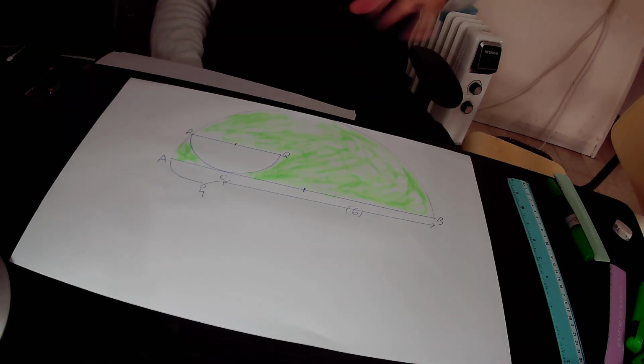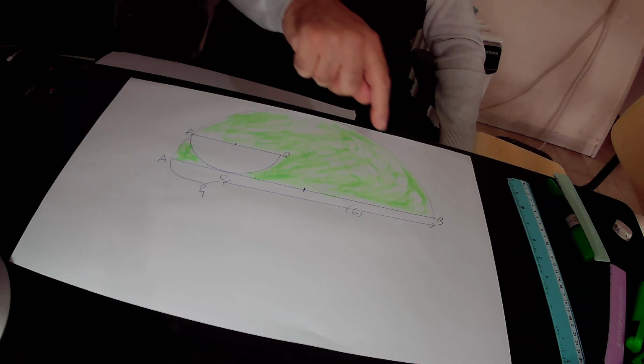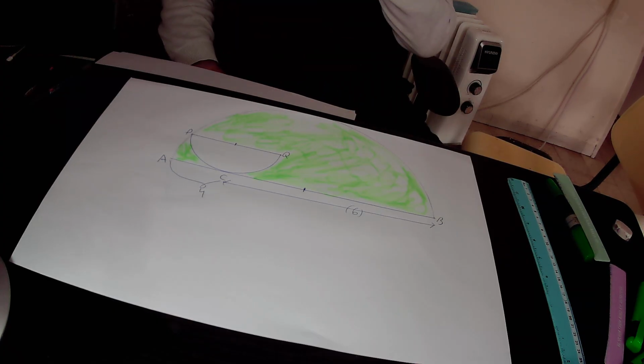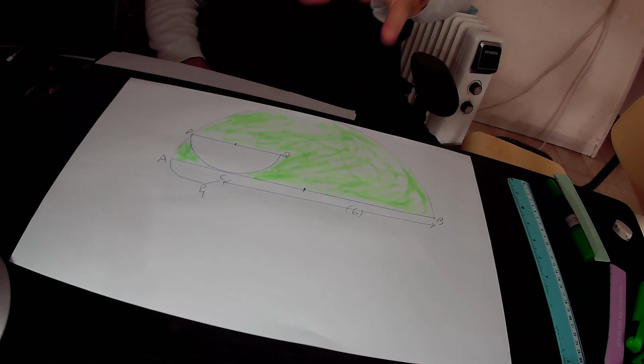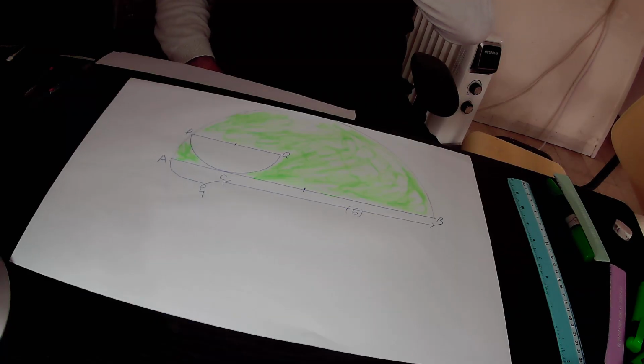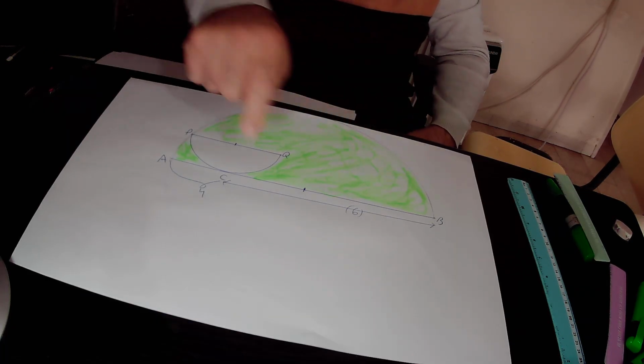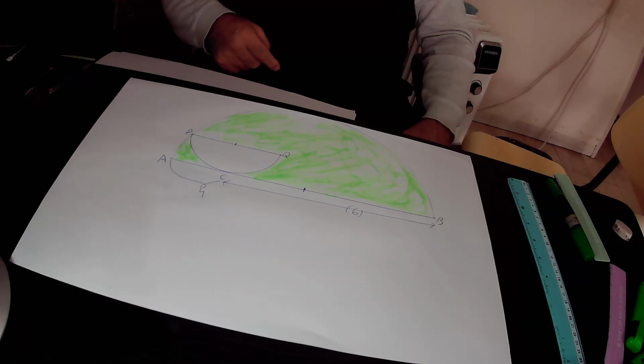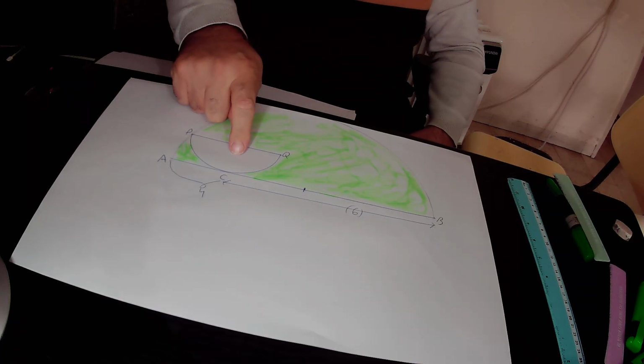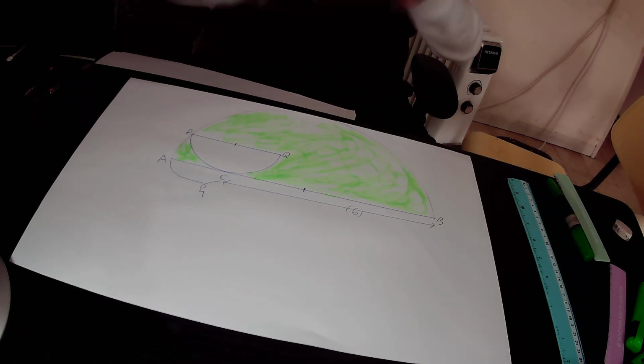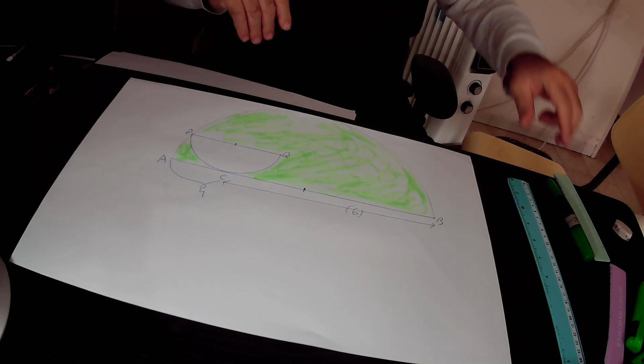Our task in this second question is to find out the area of this green shape. So in the drawing we have two semicircles. This is the big semicircle. Inside this big semicircle we have this small semicircle. Again, our task is to find out the area of this green shape.